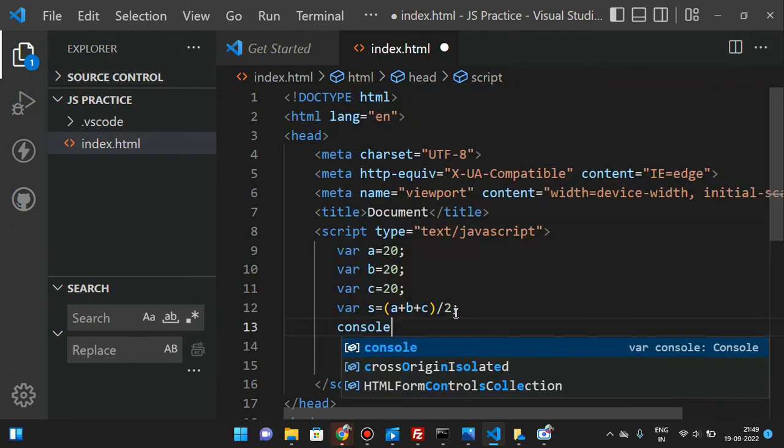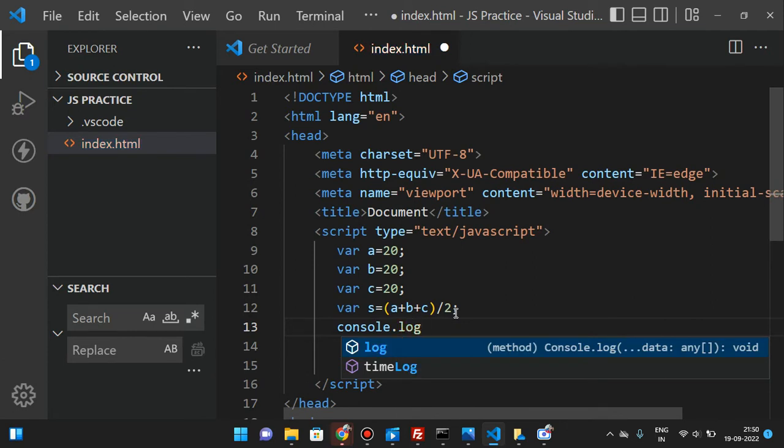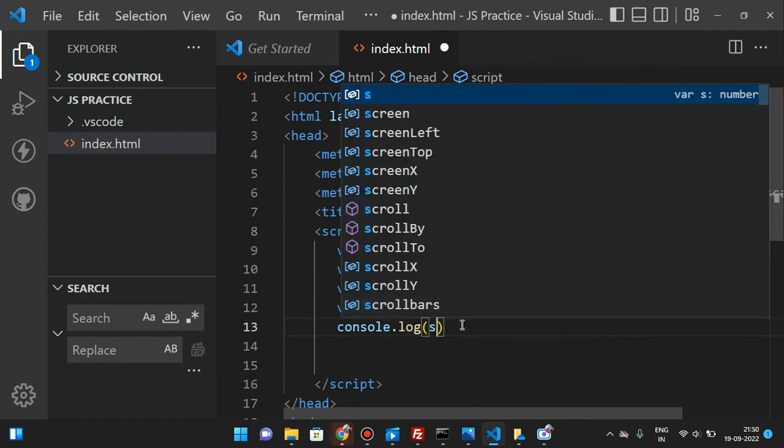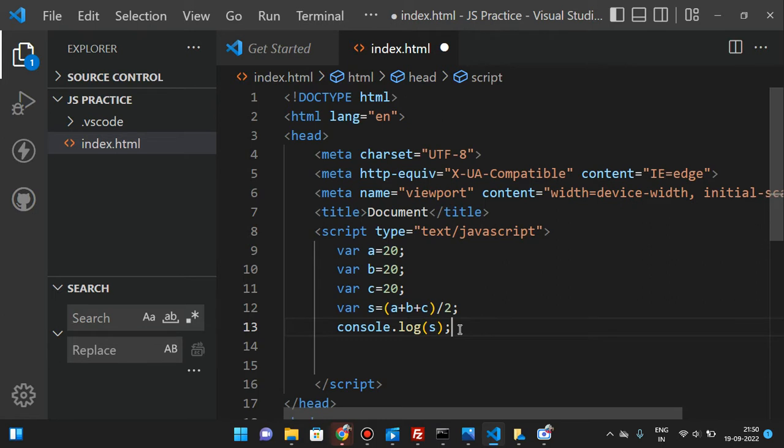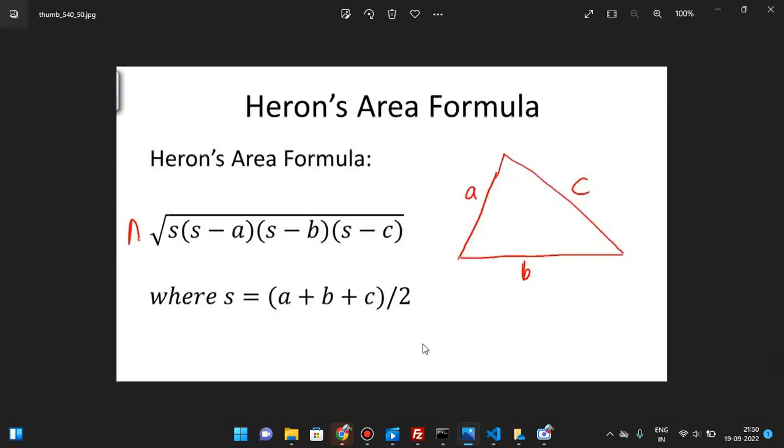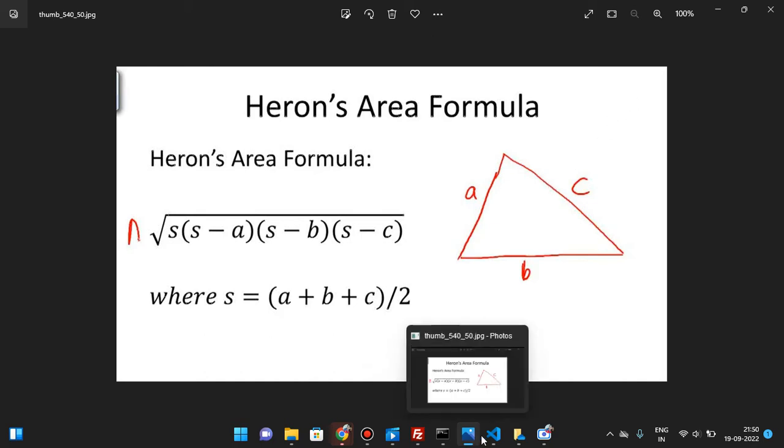Console dot log S. Okay, S equal to A plus B plus C divided by 2. I write this on the basis of this formula. S is equal to A plus B plus C divided by 2.